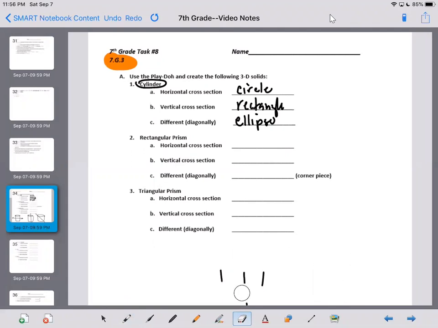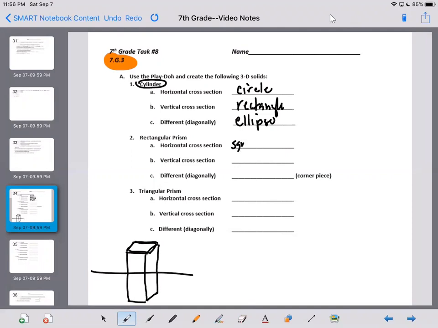So let's look at what if we have a rectangular prism. A lot of times it's how you draw it. If I'm looking at the rectangular prism upright and I slice it horizontally, especially if this endpoint is a square, then what I'm going to see is a square. Now, if it's not, then it would be a rectangle.